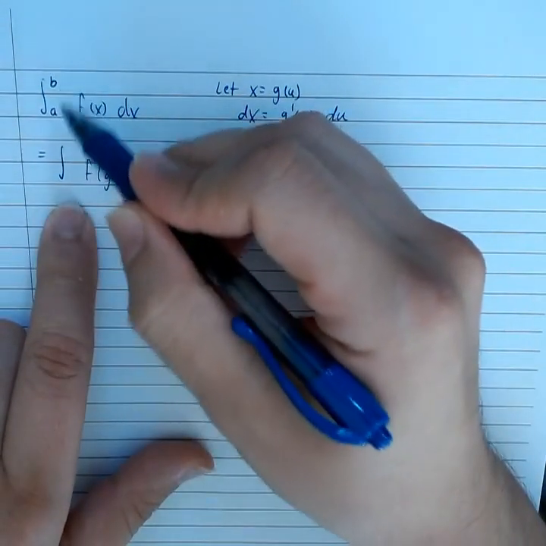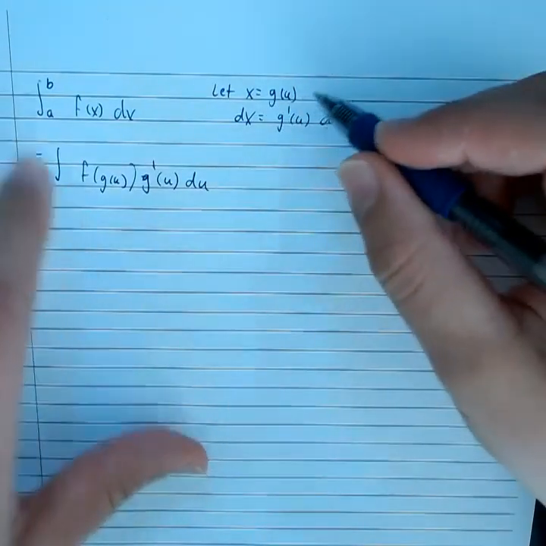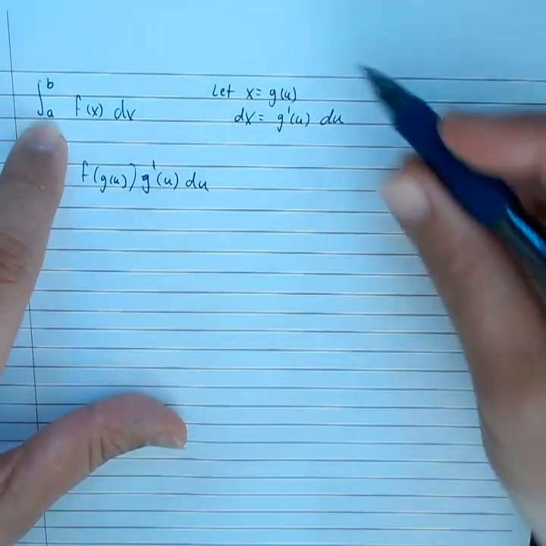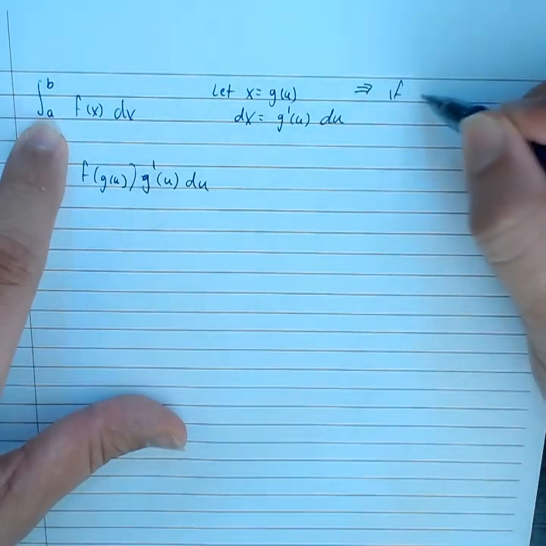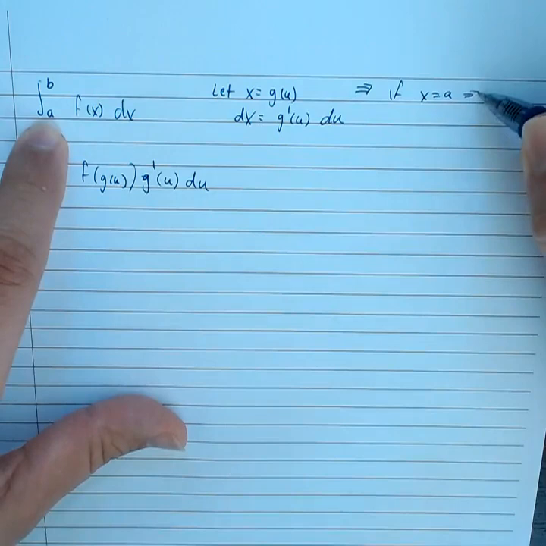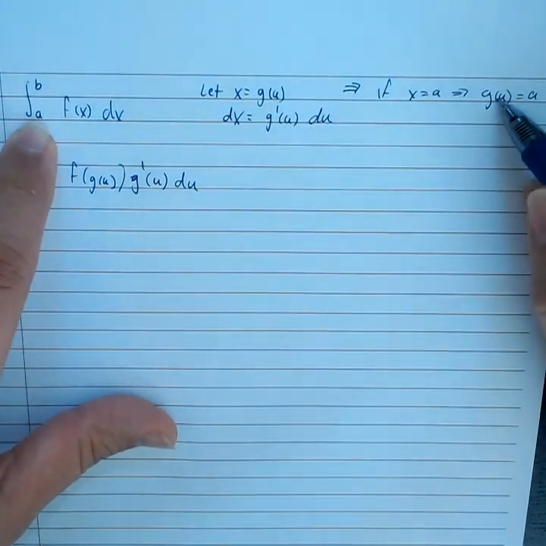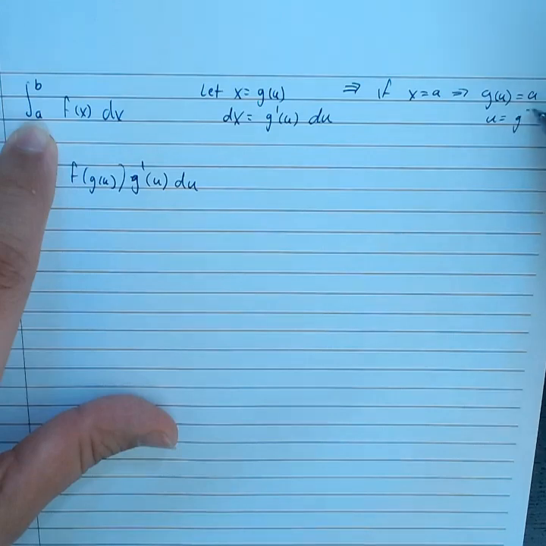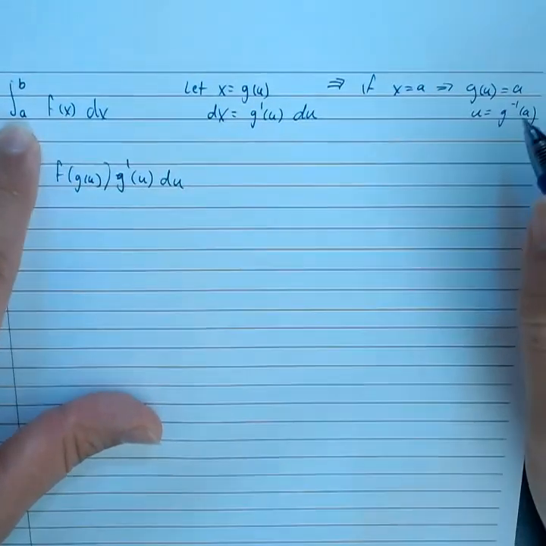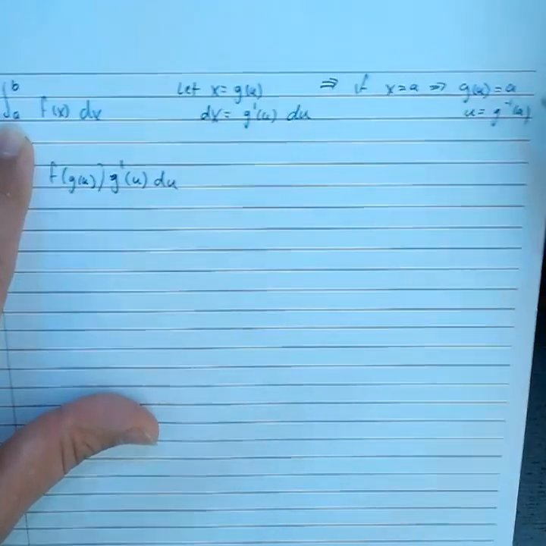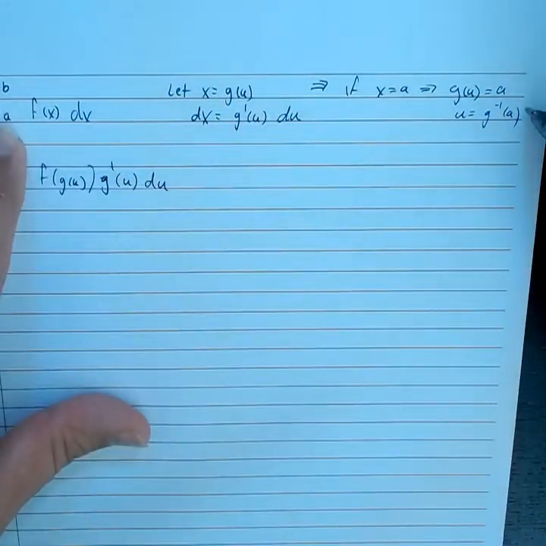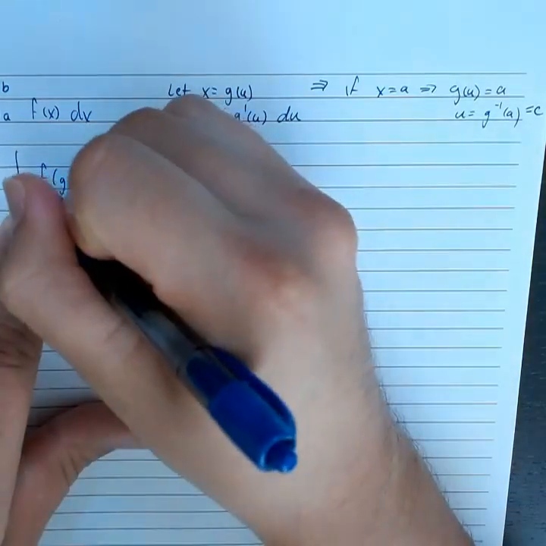And of course, here we could change our boundaries as well, because after all, if x is equal to a, then that means that g of u is equal to a. So there must be some new variable, u, that if I plug into g, gives me a. So u is equal to g inverse of a, which is just a number, right? You're taking a number and plugging it into a function. Here we've already used a and b, so we can call this, for example, c. Okay, so that's our lower bound.